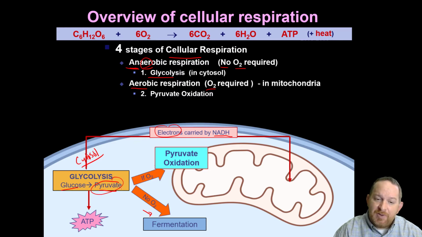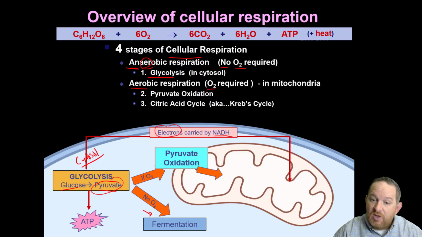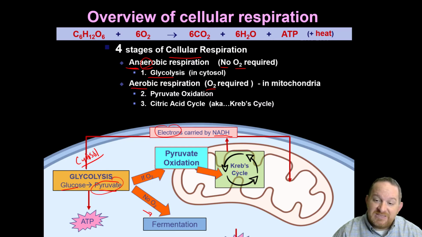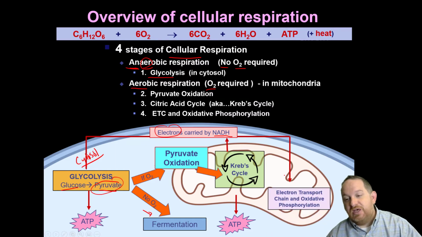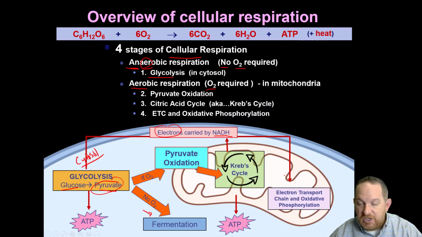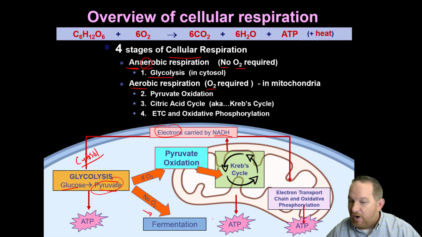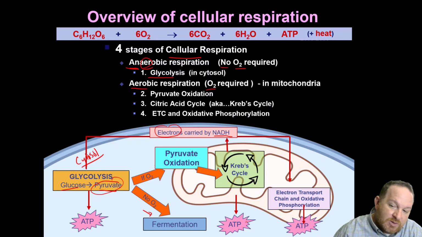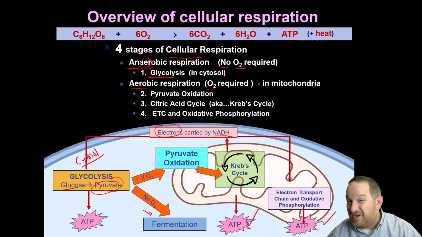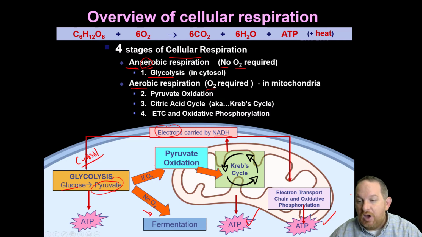So if the pyruvate does go in, oxygen's present, pyruvate oxidation occurs. Then it will head on over to the Krebs cycle. The Krebs cycle, of course, will make some ATP, also regenerate some NADH, get some electron carriers for us, and those will ultimately all be shuttled over to the final step, the electron transport chain and oxidative phosphorylation. This final step is where we're really going to get the bang for our money. This is where we're going to get a ton of ATP produced.